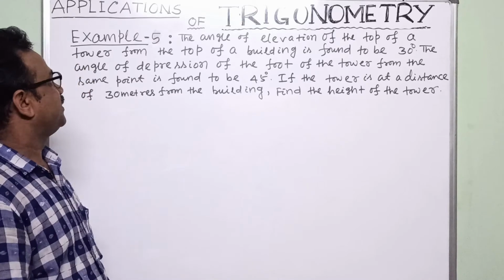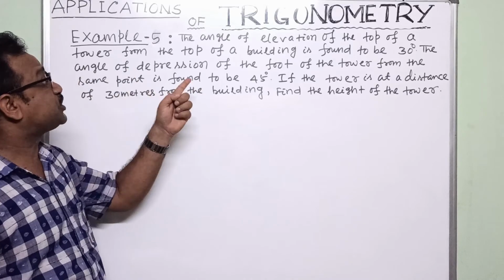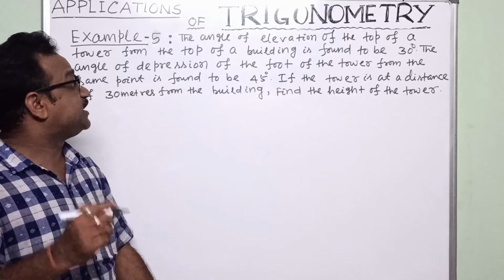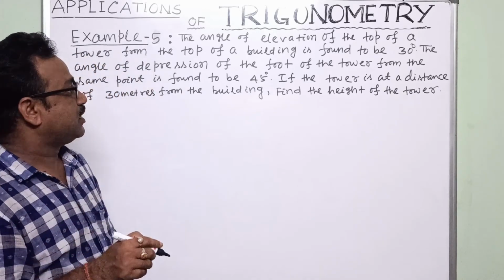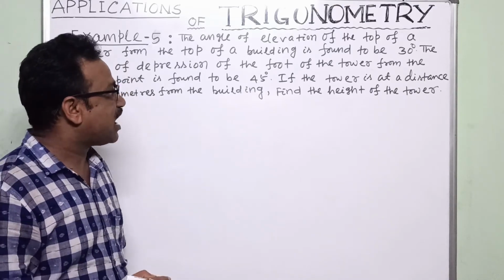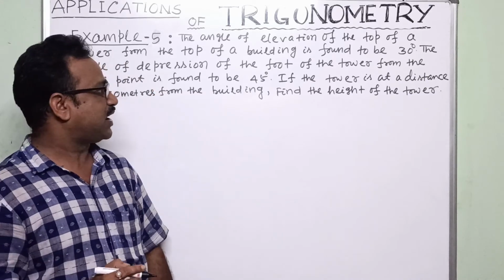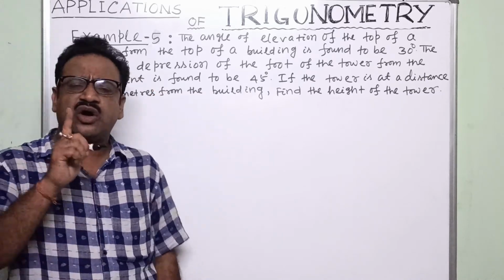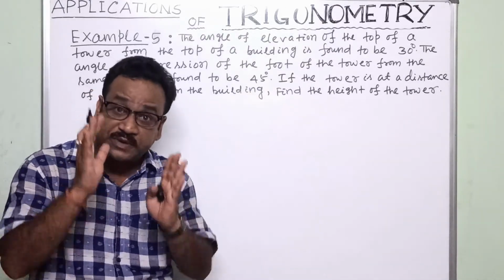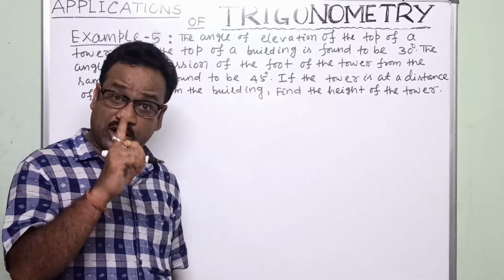Example number 5. The angle of elevation of the top of a tower from the top of a building is found to be 30 degrees. The angle of depression of the foot of the tower from the same point is found to be 45 degrees. If the tower is at a distance of 30 meters from the building, find the height of the tower. Keep in mind that the figure is more important. If you have drawn the correct figure, then you are at the halfway. Rest is your calculation.